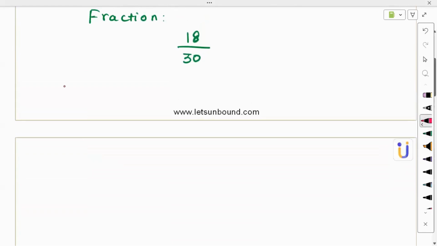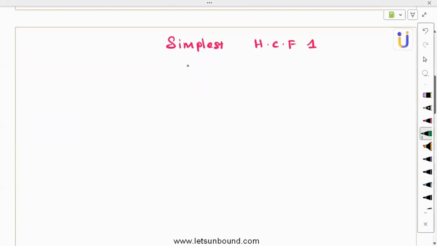Now, writing it in the simplest form, there are different ways and you might know different techniques. Let me give you the detailed explanation of how to make it into the simplest form. So what is the simplest form? First of all, numerator and denominator should have a highest common factor of 1. If their highest common factor is 1, you can just keep it as it is, but it's not. So for this 18 over 30, write down the factors of 18 and the factors of 30.